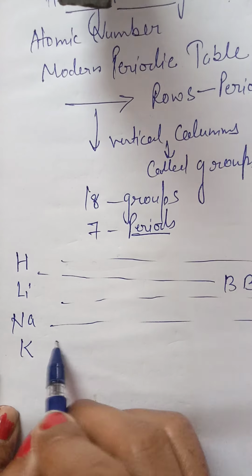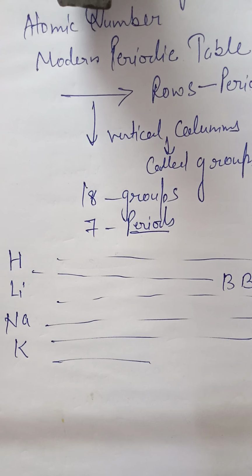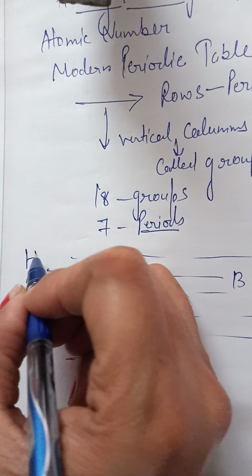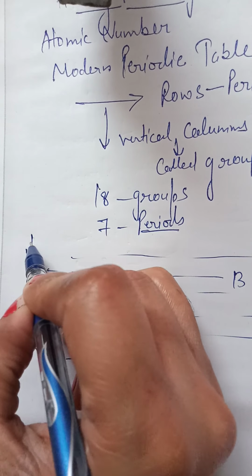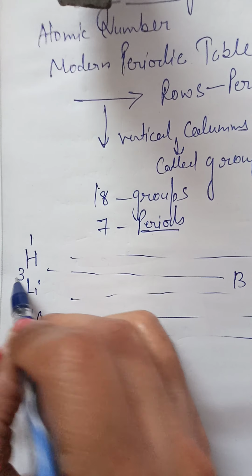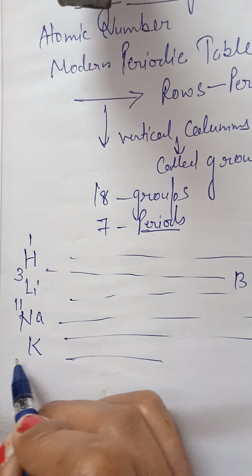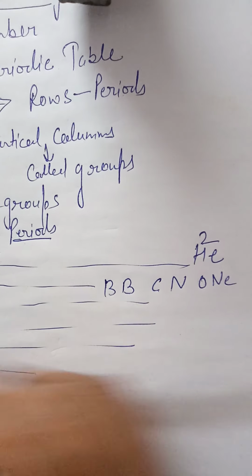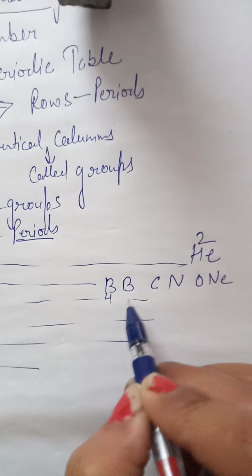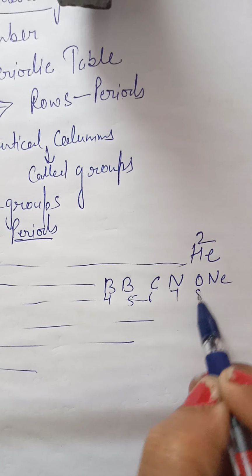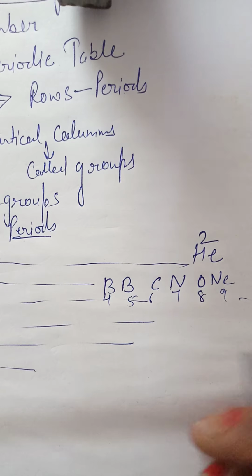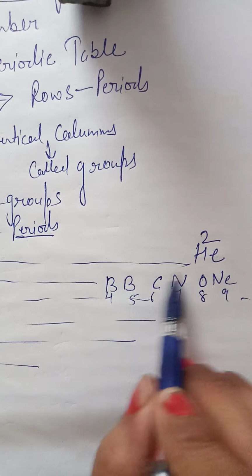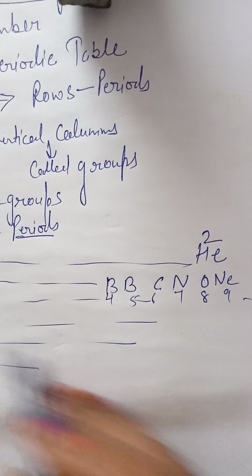Okay. So now what we see here in the modern periodic table: hydrogen, which occupies the first position, has atomic number 1, then lithium is 3, then sodium is 11, then potassium is 19, and here helium is 2, lithium 3, then 4, 5, 6, 7, 8, 9, and so on. Okay, so this is the first row. This is called the first period, second period, third period, and so on.